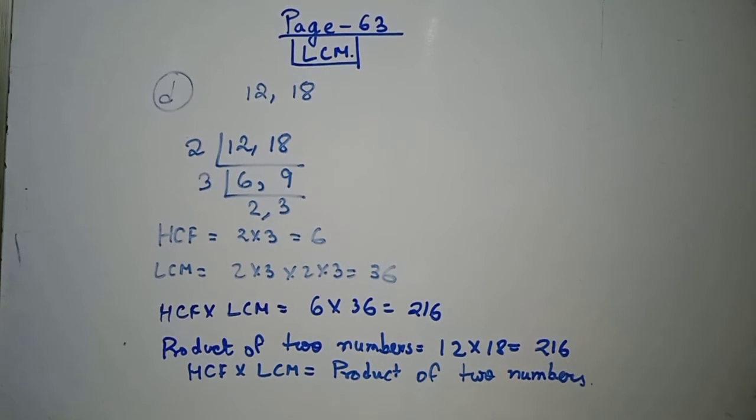By taking the product of 12 and 18, I get 216. You will do that by yourself and check that you get 216. So here also HCF into LCM is equal to the product of the two numbers. Next we are going to the next sum.